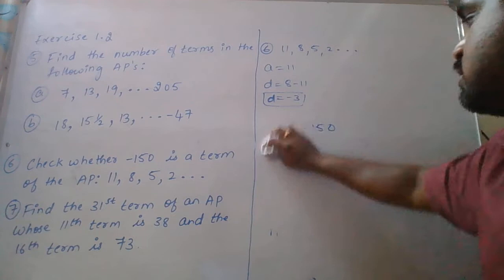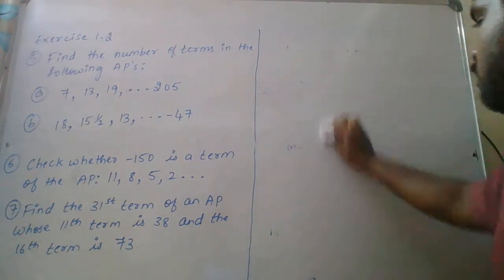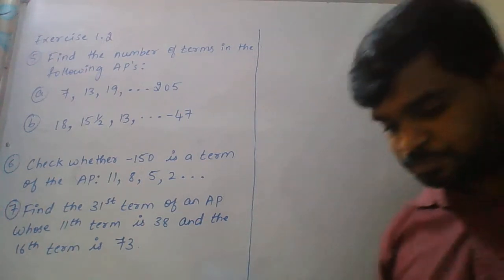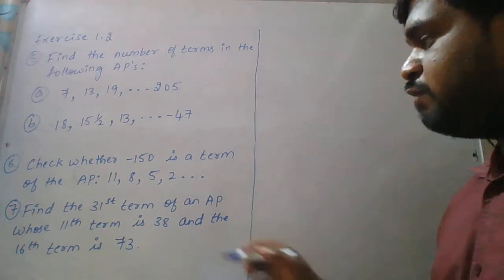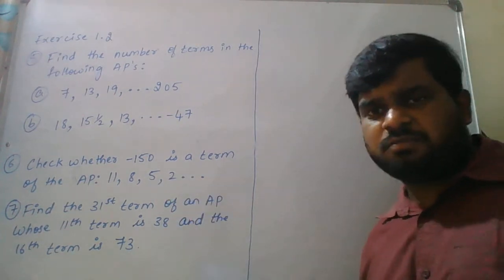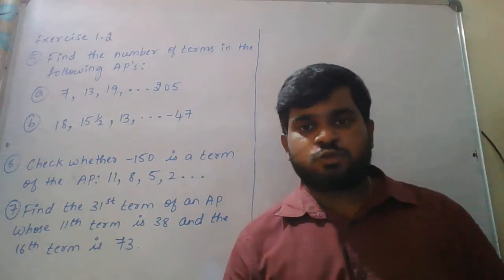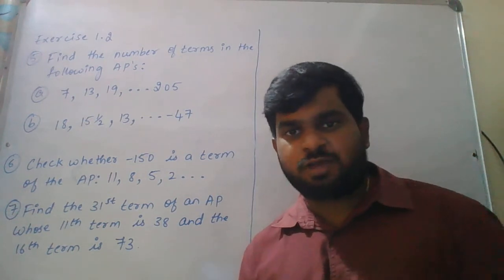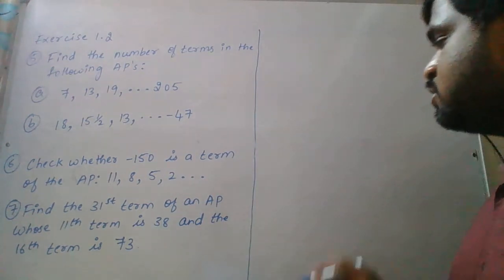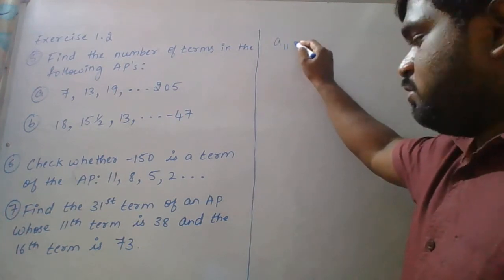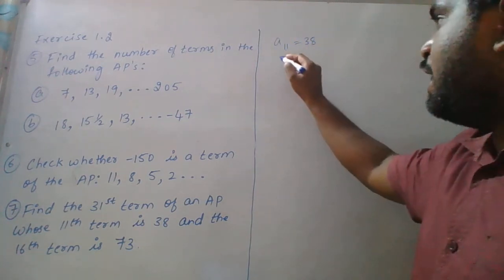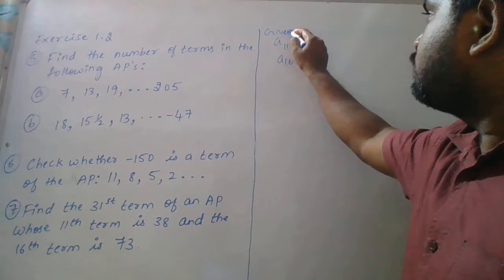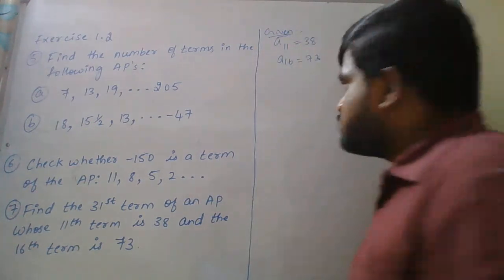Now here, let's erase this first. Now we have to find the 31st term. As I told you, let it be any term, you should know the value of A and D. Only then you can solve it. Here we don't know the value of A, we don't know the value of D. Then you're going to get two equations, isn't it? The given thing is the 11th term is 38 and the 16th term is 73. This is given. Then we are going to get two equations.